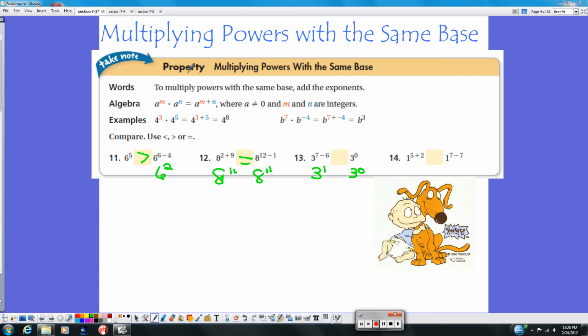So we have 3 to the first and 3 to the 0, so 3 to the first is going to be bigger. And finally, in the last one, we have 1 to the 7th and 1 to the 0. Well, in this case, 1 to the 7th is going to be 1, and anything to the 0 power is 1, so these are actually going to be equal.